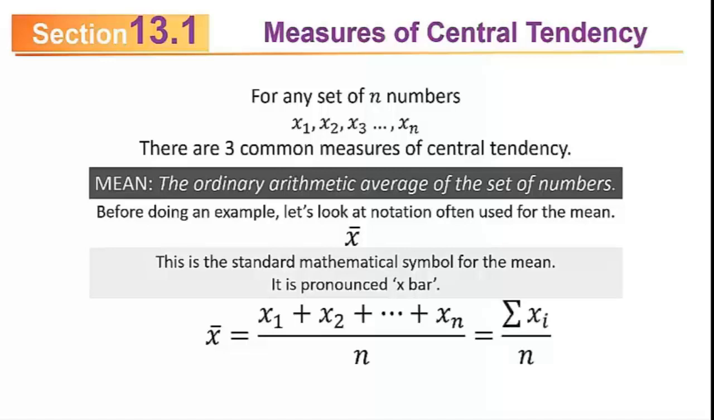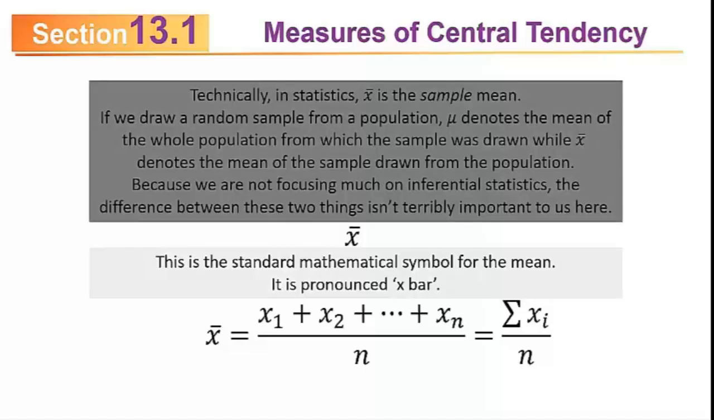There is another notation, though, that you'll see in mathematics. It's the capital Greek letter sigma. And that sigma x sub i divided by n is just another way to write the mean. And the sigma itself means sum. So all it's telling you to do is sum up all the x's and divide by n. So when you see that sigma, think sum. Technically in statistics, X bar is the sample mean.